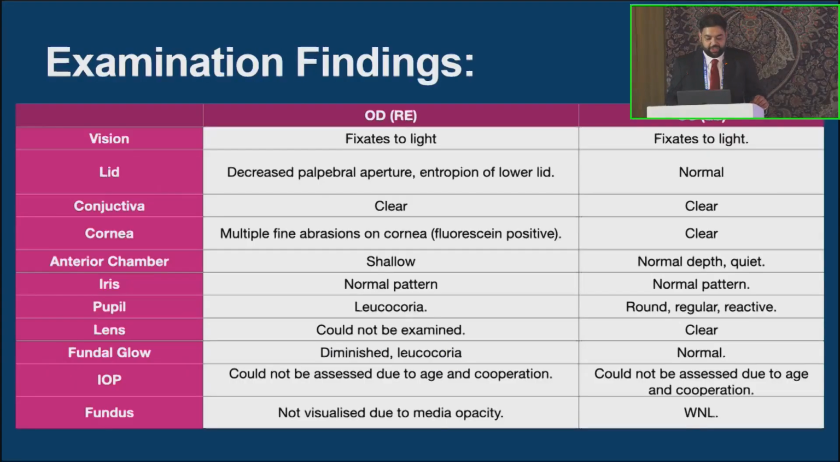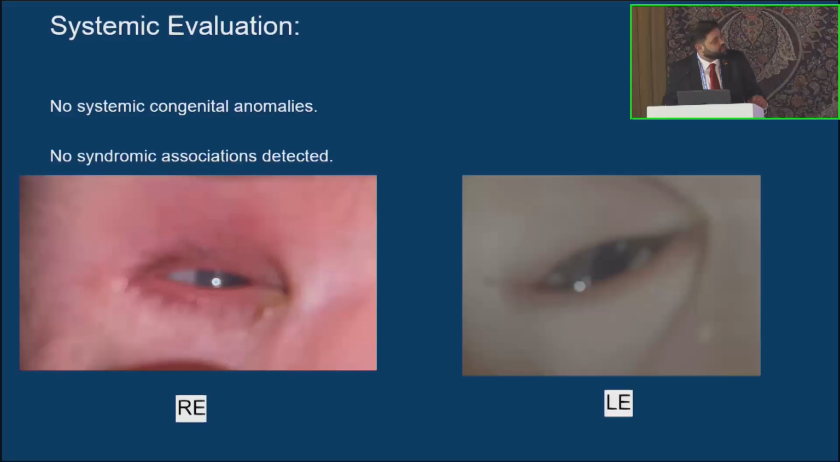Examination findings: the lid had a decreased palpebral aperture with entropion. Cornea showed multiple fine abrasions that were fluorescein positive. Pupil showed leukocoria. The anterior chamber was shallow. However, IOP and fundus could not be assessed because of poor visualization and media opacity. This was the right eye, and the left eye was normal. There were no syndromic associations and no systemic congenital anomalies.